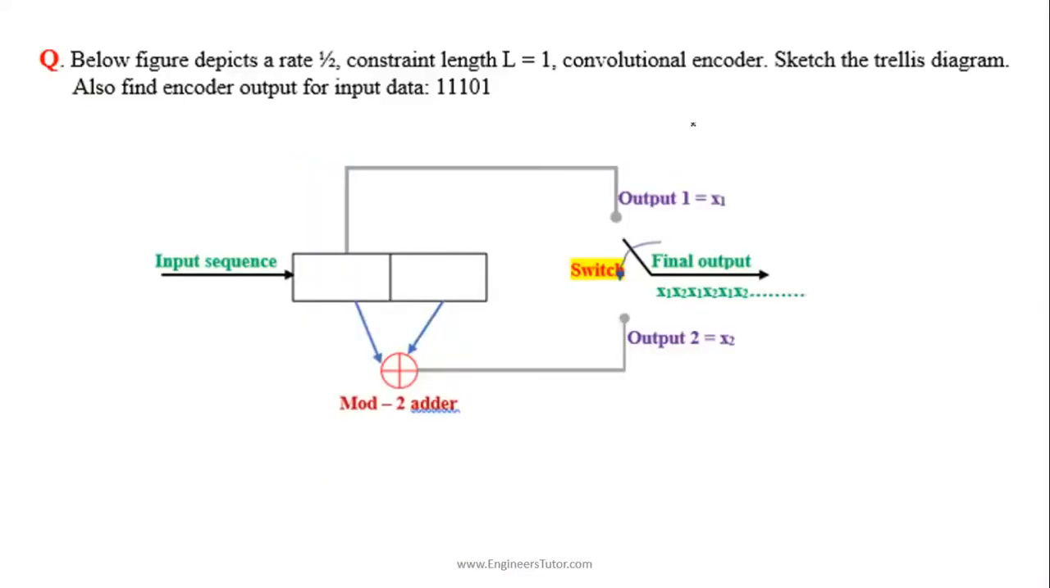Students, in this lecture I will explain how to draw the trellis diagram for a given convolutional encoder. The question is: the figure below depicts a rate 1/2, constraint length 1 convolutional encoder. Sketch the trellis diagram and also find the encoder output for the input bit stream 11101. In order to find the trellis diagram, we need to prepare the state table for the given convolutional encoder.